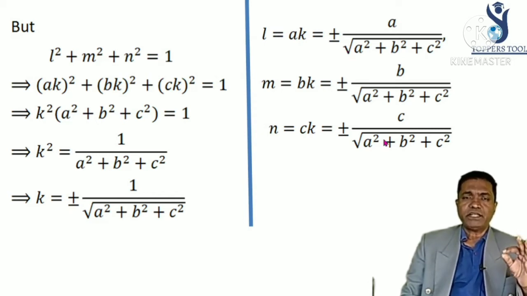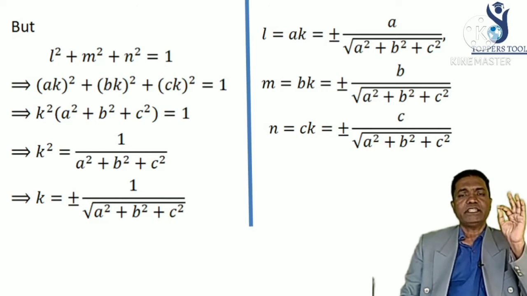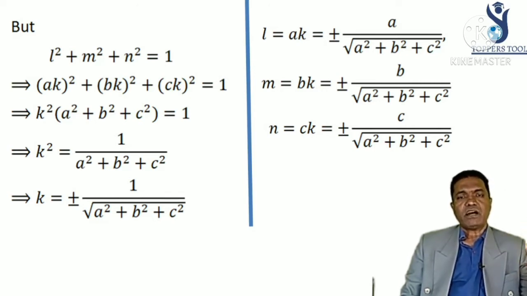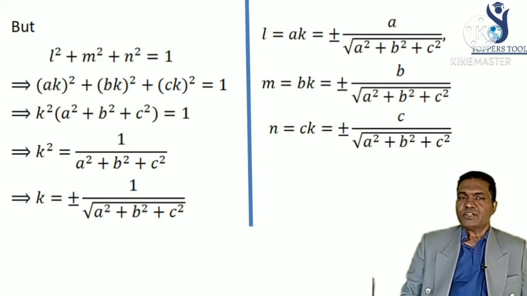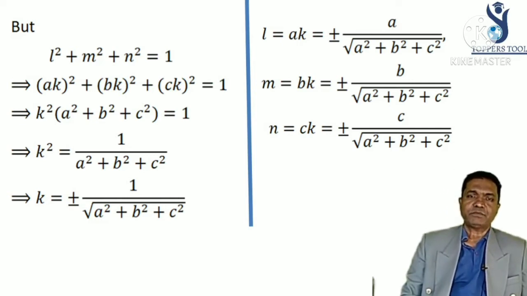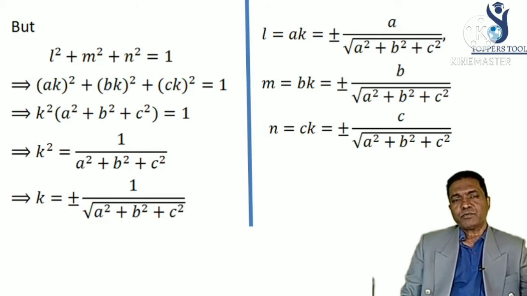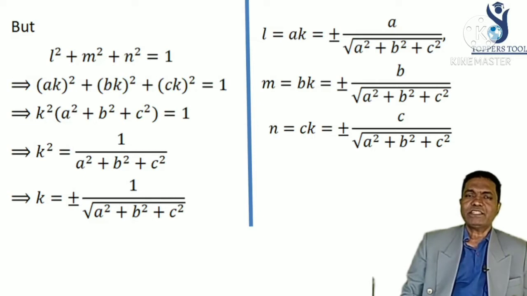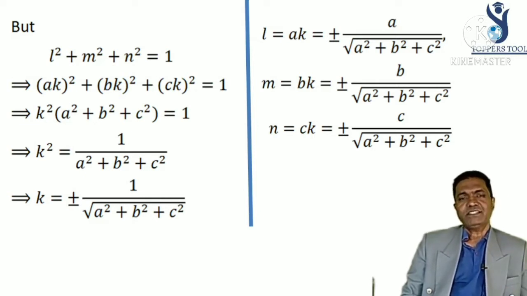Once again I repeat, direction ratios are real numbers which are proportional to direction cosines. One thing to be noted: direction cosines can also be treated as direction ratios, because l, m, n are proportional to themselves, since l by l, m by m, n by n gives you 1. So direction cosines can be treated as one set of direction ratios, but all direction ratios cannot be direction cosines. Remember this correctly. Let's move on to the next point.